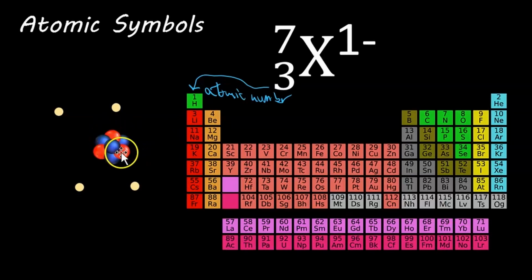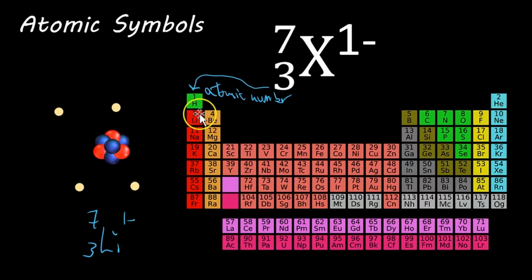Here we have 3 protons. So the elemental symbol is Li, Li for lithium. So it has 3 protons, mass number is 7. So this is a lithium ion, or a lithium atom, and it has a charge of -1 because there's 1 more electron here. So if you notice, there's numbers at the top of the periodic table.